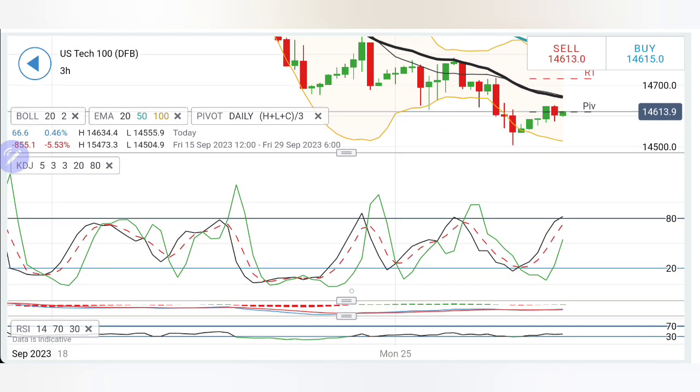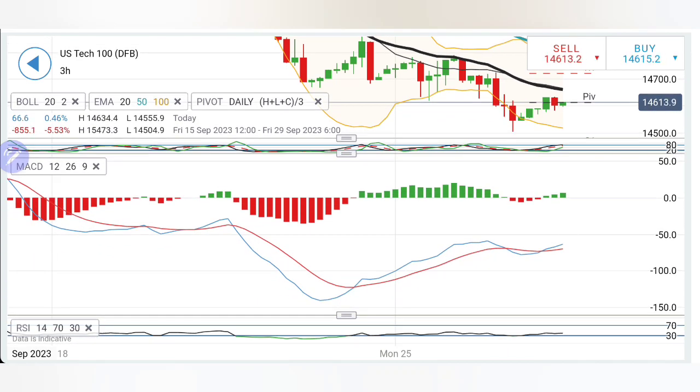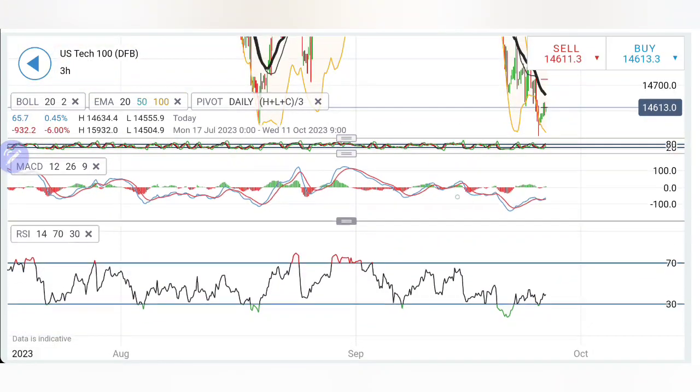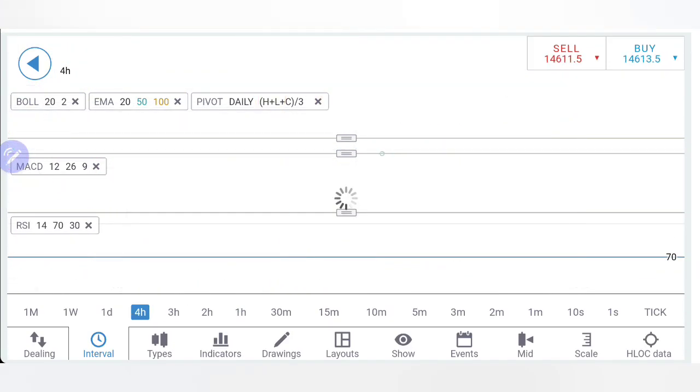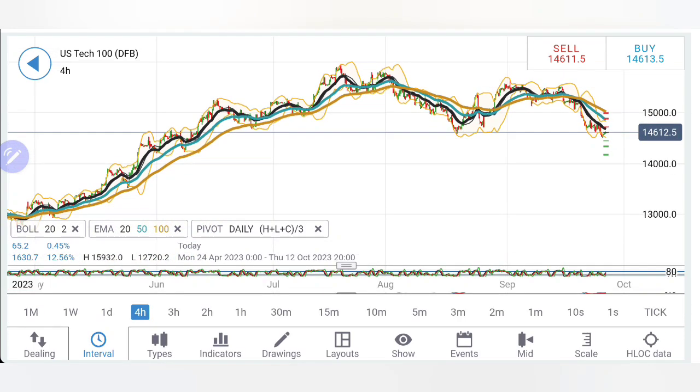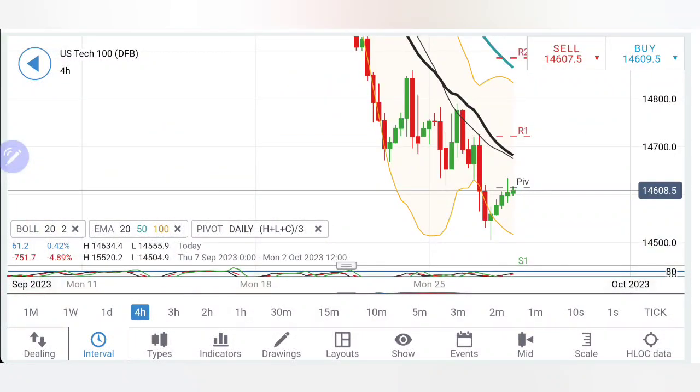If you look at the stochastic, it is rising and has come to the overbought zone. MACD is trading with little divergence and bullishness, looking upwards here. RSI has also come out of the oversold zone now. And now look at the 4-hour chart.